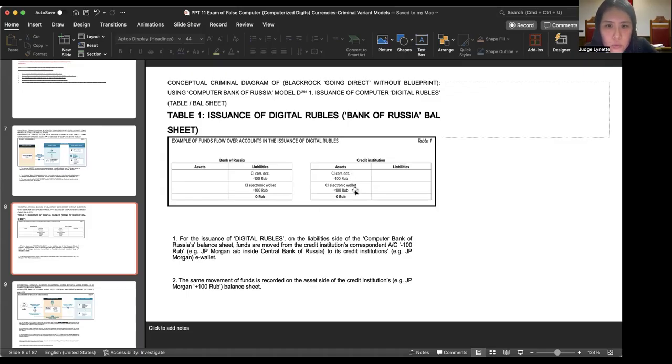So we can see here that there's an increment of 100 rubles in the electronic wallet of the credit institution. And on this side, you can see that the Computer Bank of Russia owes an increment of 100 rubles in digital wallets owed to the credit institution. It is a 100 ruble increment in the electronic wallet that the Bank of Russia owes.